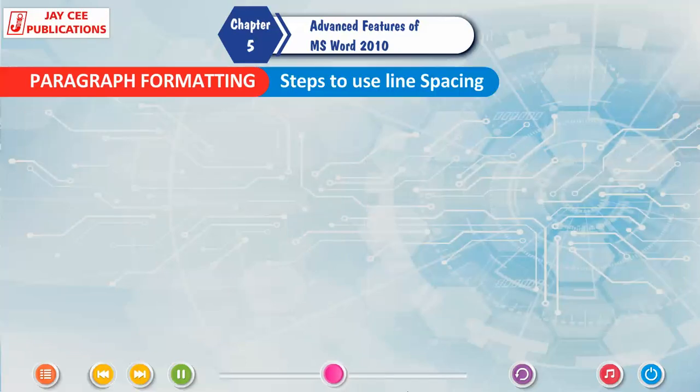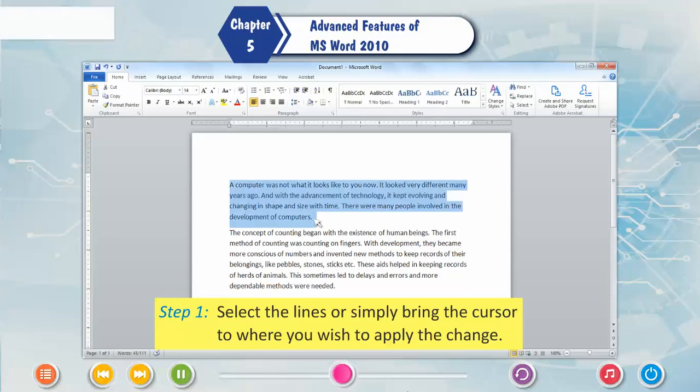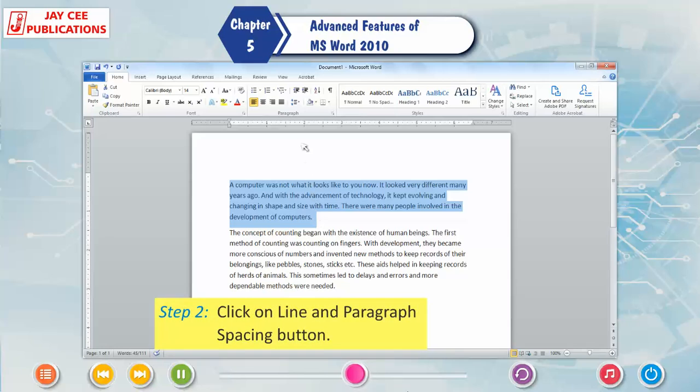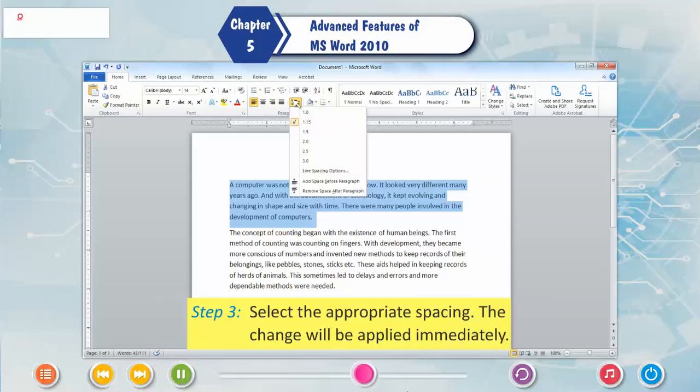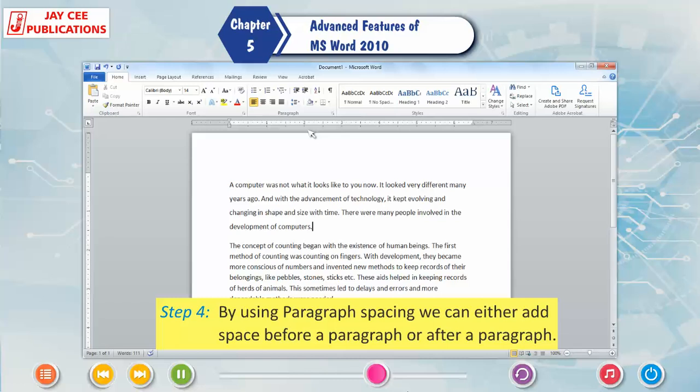Steps to use line spacing. Step 1. Select the lines or simply bring the cursor to where you wish to apply the change. Step 2. Click on Line and Paragraph Spacing button. Step 3. Select the appropriate spacing. The change will be applied immediately. Step 4. By using paragraph spacing, we can either add space before a paragraph or after a paragraph.